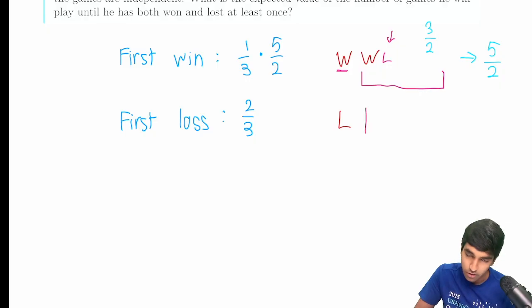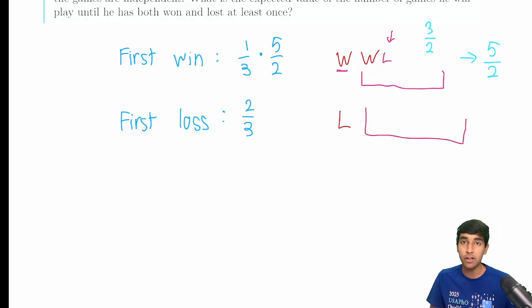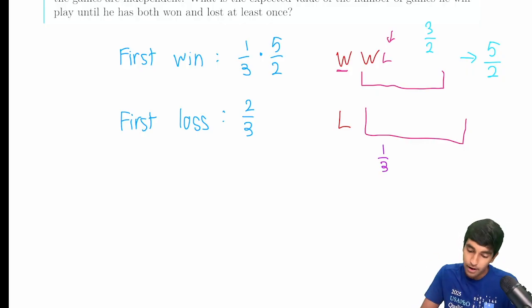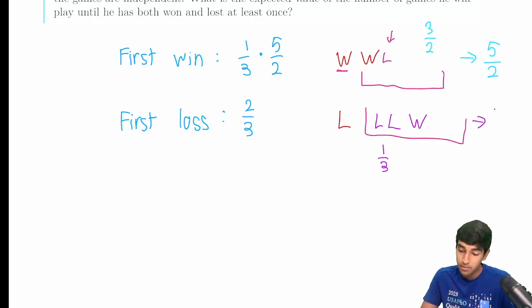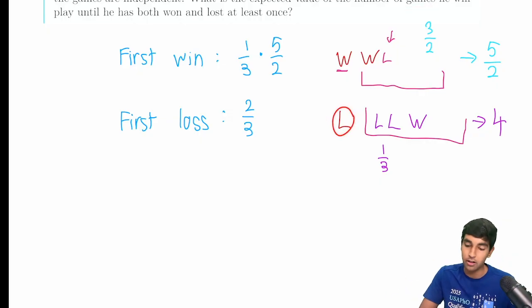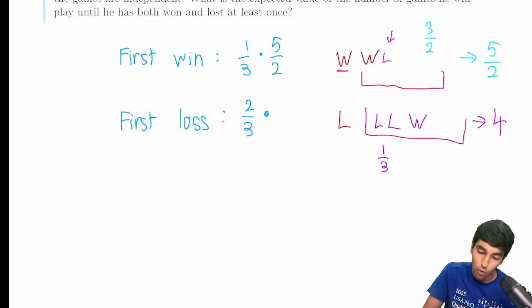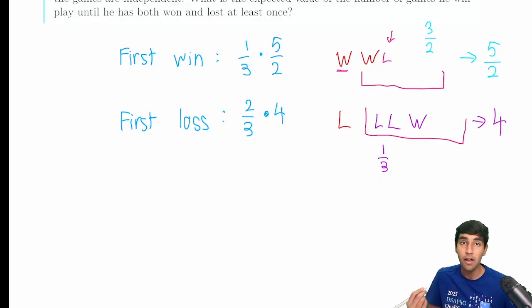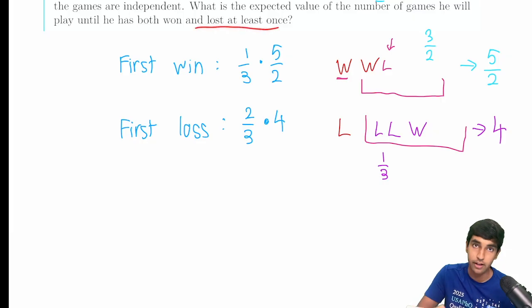Okay, this case is very similar. It's essentially the same logic. How many expected moves here? Well, what's the expected number of moves till we get a W? There's a 1/3 chance of getting a W from here, so the expected number of moves is 1 over 1/3. On average, it's going to take us 3 moves to get our first win. So the total number of expected moves here is 4, because 3 is the expected number of moves after our loss, and 1 is the game for the first loss itself. So on average, we have 4 games played if our first game is a loss to achieve this goal of winning and losing at least once.